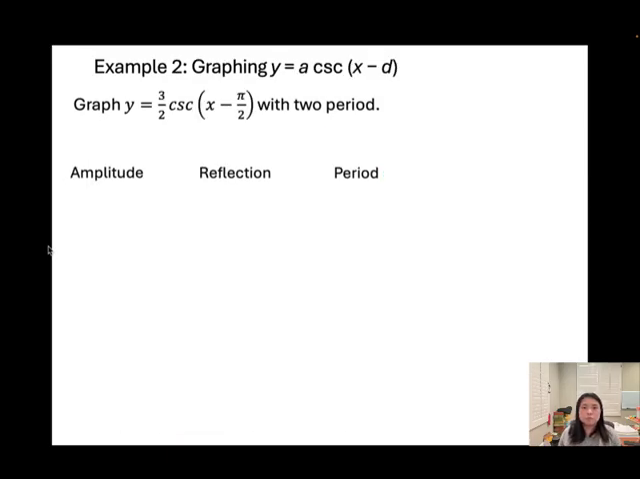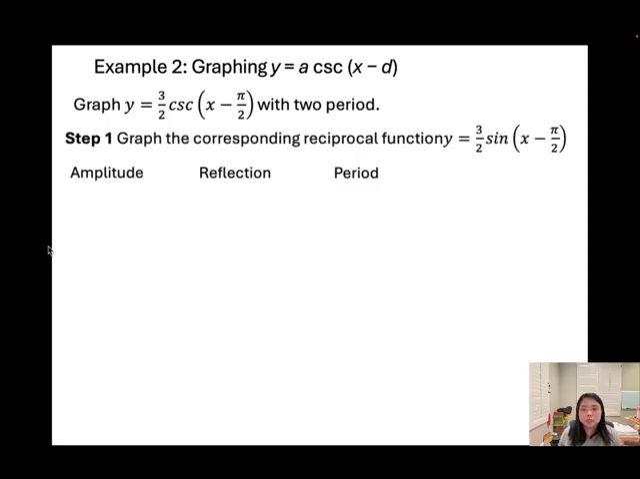Okay, example 2. Same idea, graph y equals 3 over 2 cosecant of x minus pi over 2 with 2 periods. So the corresponding graph will be the sine, right? y equals 3 over 2 sine of x minus pi over 2. Figure out the amplitude. Amplitude will be here, the a, right? So 3 over 2. Reflection? No, because this is positive. Period, that will be 2 pi over b. And your b is equal to 1.